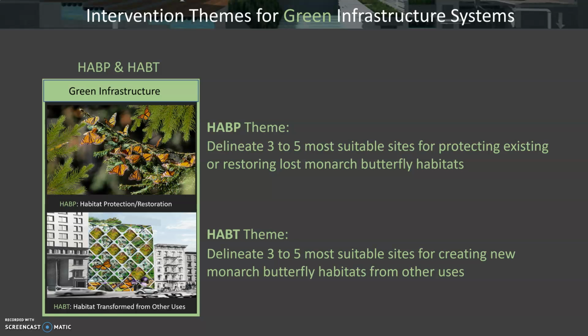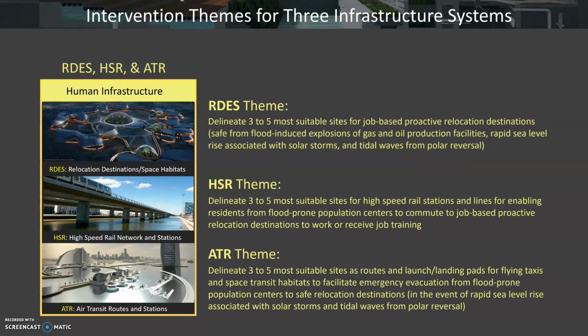So we would like for you to delineate 3 to 5 most suitable sites for creating new monarch butterfly habitats from even cityscapes such as the roofs and facades and barren land and so on. Then we'll have you look at 3 themes under human infrastructure systems.